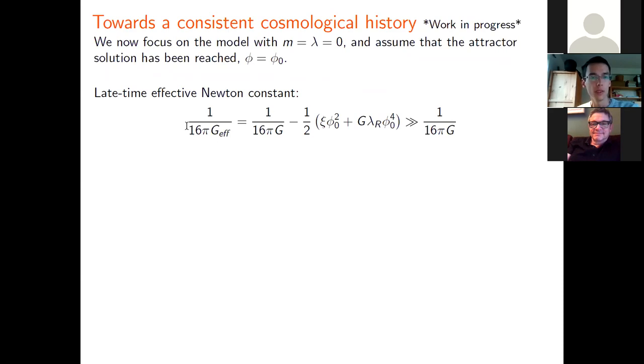And I look at the cosmological evolution. One thing that has to be kept in mind is that it's a scalar-tensor theory of gravity. So that means that the physical gravitational strength is not given by the Newton constant that appears in the Lagrangian, but it's modified by the non-minimal coupling terms. And in particular, once the attractor solution is reached, this is the value of the physical gravitational strength. And what we see is that the effective Newton constant is much smaller than the bare one that appears in the Lagrangian. So this model could also give a hint at why gravity is so weak.